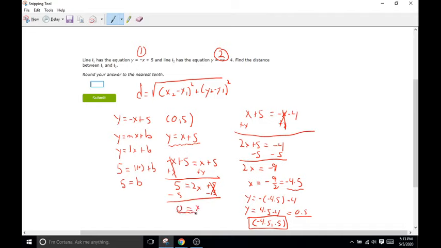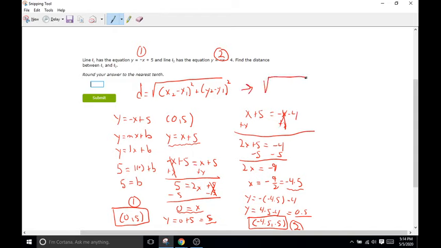Okay, well, that makes that easy. And then we're going to plug our 0 back into the original equation. So y equals 0 plus 5, or just 5. So y is going to equal 5. Meaning our first point is going to be 0, 5. Okay, so we have our first point we're going to plug into the distance formula, and we have our second point we're going to plug into the distance formula. So now let's do it.